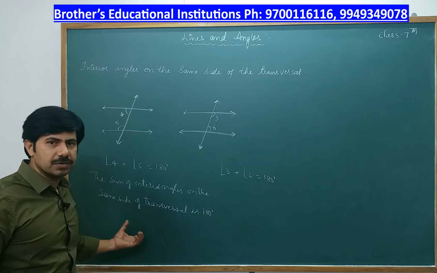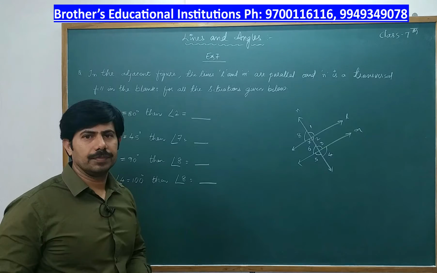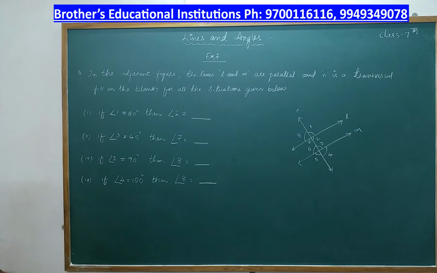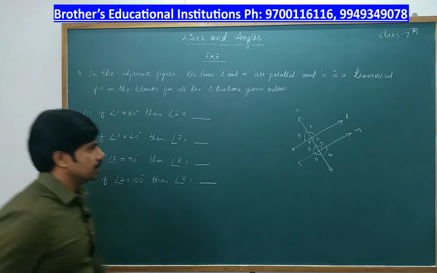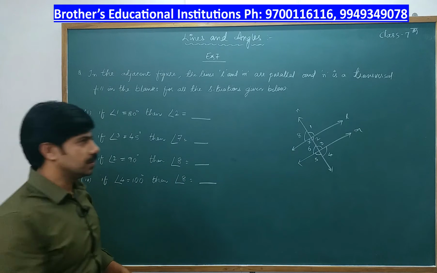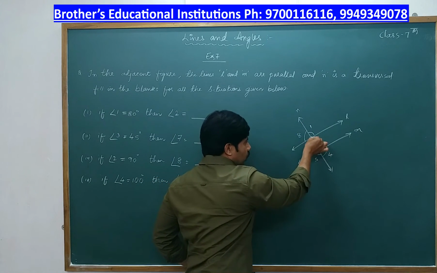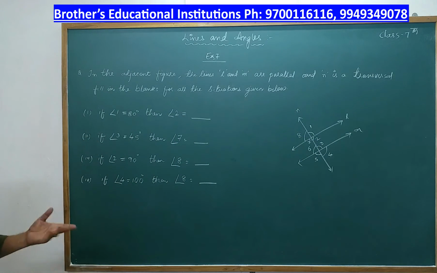So using this transversal concept we have problems. Now we will solve those problems. The first problem in exercise 7 is, in the adjacent figure the lines L and M are parallel. See, these are two parallel lines. N is a transversal, intersecting the two lines L and M at two distinct points. Fill in the blanks for all the situations given below.